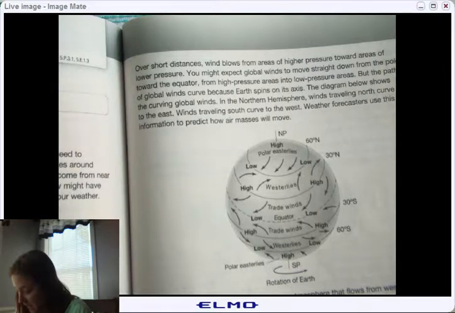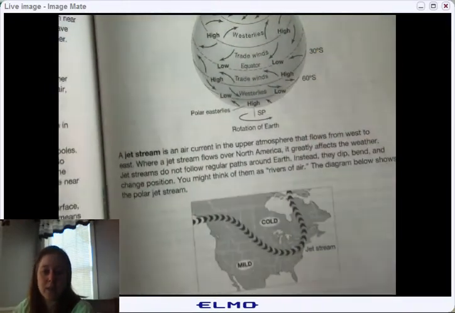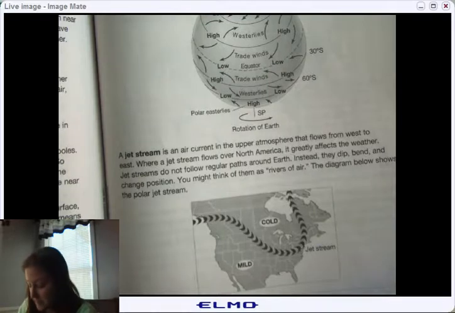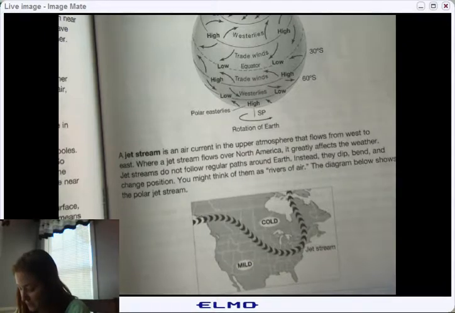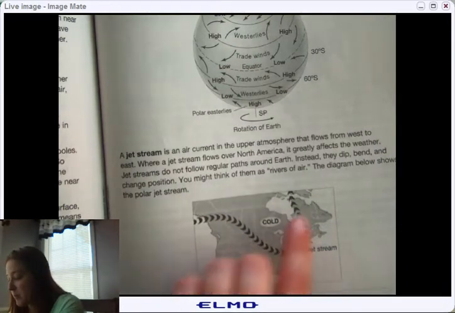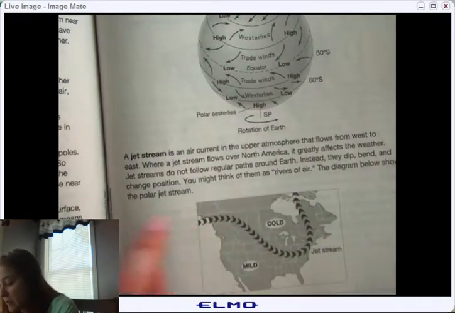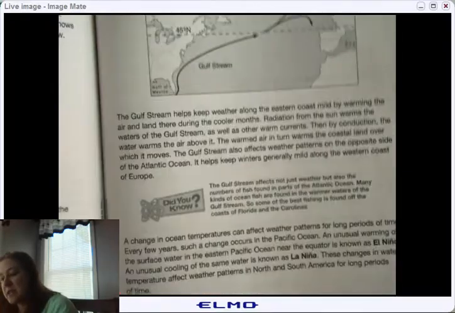A jet stream is an air blank in the upper atmosphere. A jet stream is an air, what is it? Look at the word after air. Current in the upper atmosphere that flows from west to east and does not follow regular patterns around the Earth. Polar jet streams that dip, so we have not gotten to polar jet streams. Okay, so I'm going to turn the page. Well, we do, in a sense. It says, you might think of them as rivers of air, and the diagram below shows the polar jet streams. So we're going to turn the page and see if we can find out information about the polar jet streams.